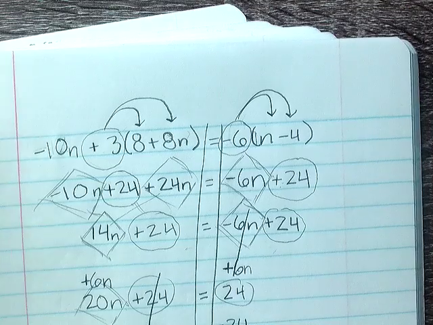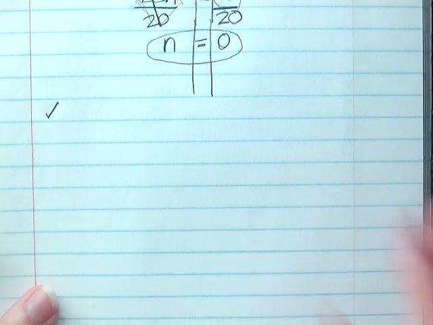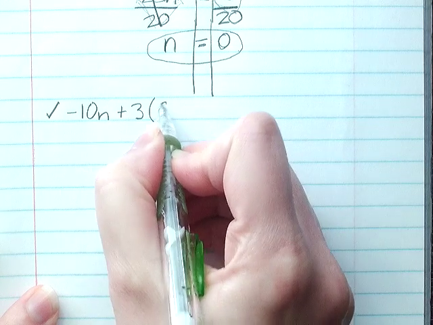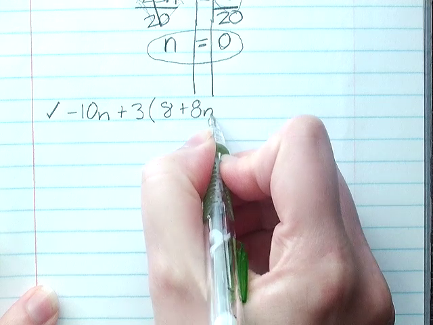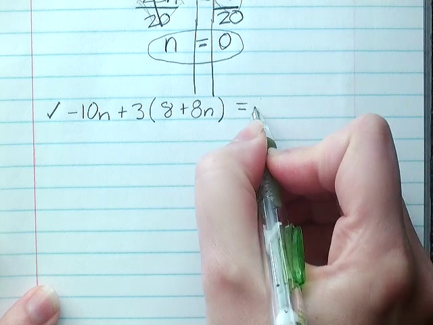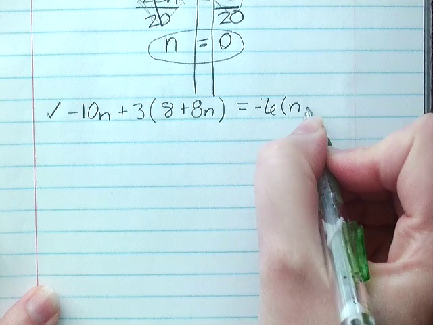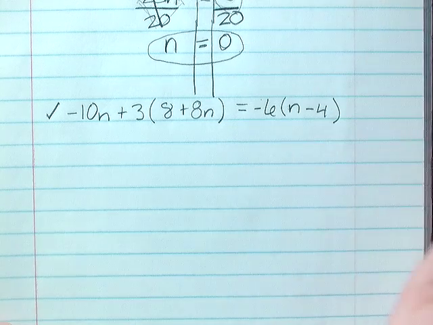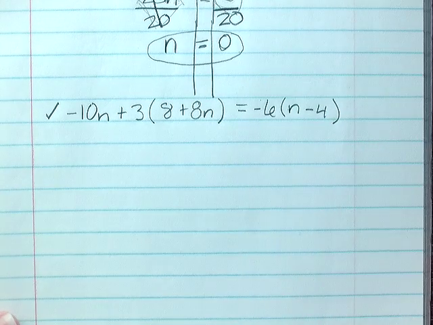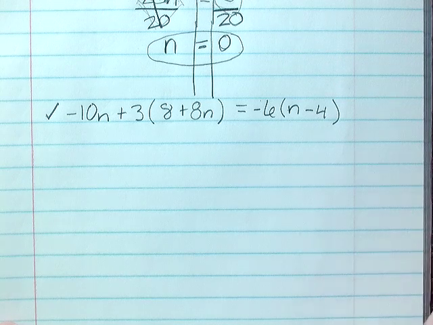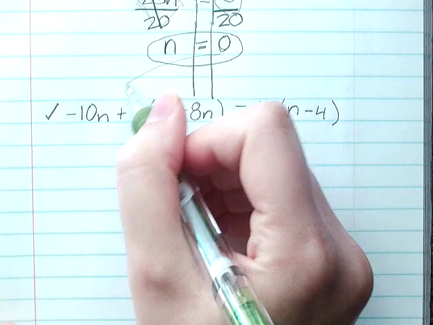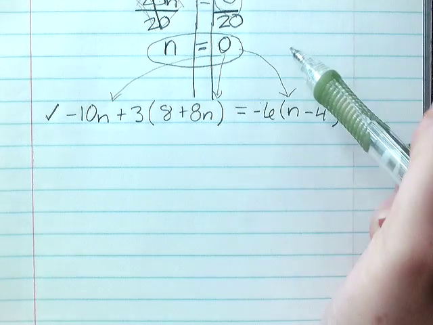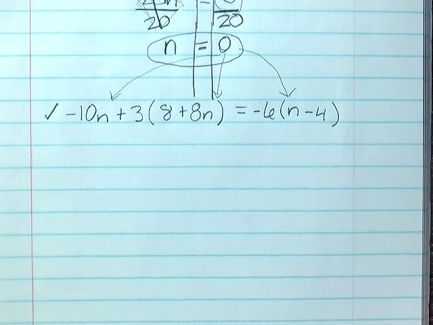So I'm going to rewrite this whole equation down here so that you can see it all nice and clean. Negative 10n plus 3 times 8 plus 8n, this was all in parentheses, equals negative 6 times n minus 4. Okay? But now, I've been told n equals 0, or at least that's what I think, because that's what I found when I did this problem, right? N equals 0. So, to check, I'm going to substitute 0 for any n that I see. Okay, because remember, n equals 0, which means I can replace n's with a 0.